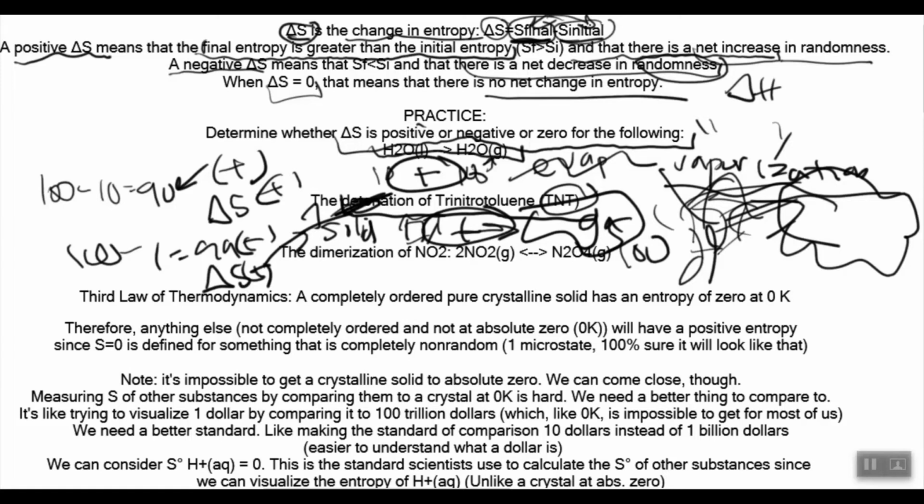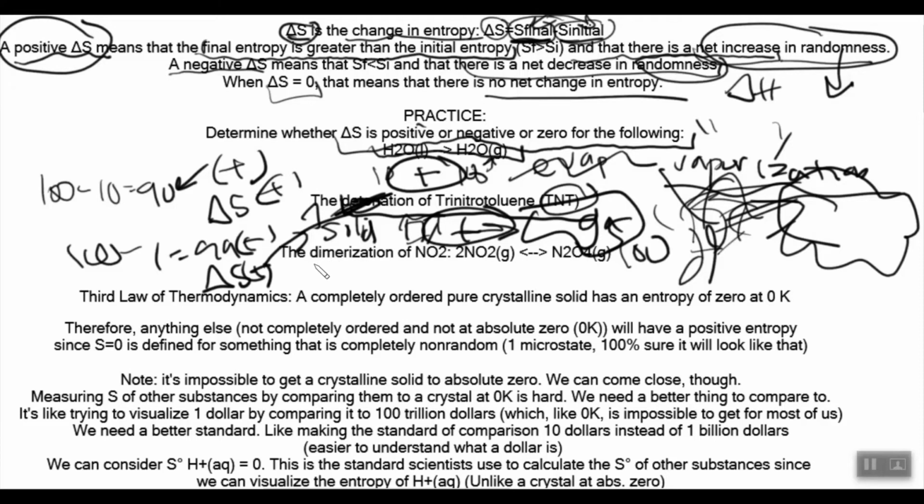And you don't even need to use this numbering system, because remember, a positive delta S means that there's a net increase in randomness or chaos or whatever you want to call it. So if you blow up TNT, there's going to be more chaos, obviously. So the delta S should be positive. And that's one way to think about it.